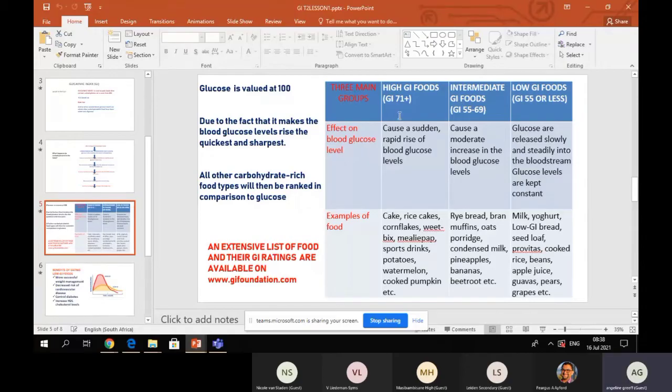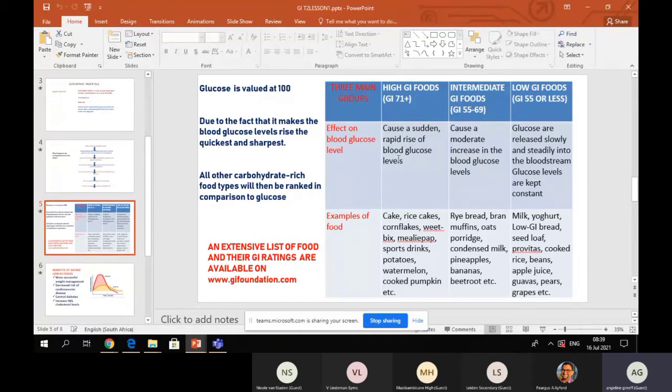So the high GI foods are 70 or 71 plus, intermediate GI foods are 55 to 69, and your low GI foods are 55 or less. This is information that you need to know. You need to know your three different types of GIs, and then the effect, and then of course the examples. These are the examples mentioned in your textbook, so these are the only examples of interest for you. You don't need to know anything else.